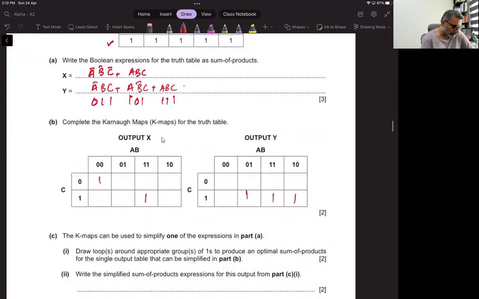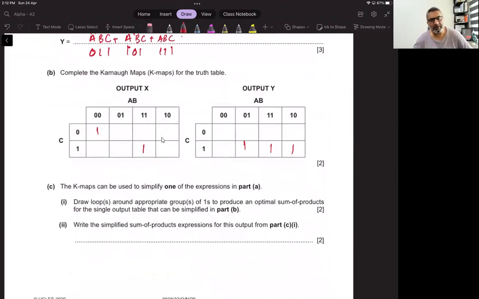Now, K-maps can be used to simplify one of the expressions in part A. Draw loops around appropriate groups of ones to produce an optimal sum of products for the single output that can be simplified in part B. Here we cannot draw loops, they all are different. But over here we can draw 2 loops, because we cannot make a loop of 3. The number of ones in a loop must be a power of 2: 1, 2, 4, 8, 16. So 3 doesn't fit, but 2 fits.